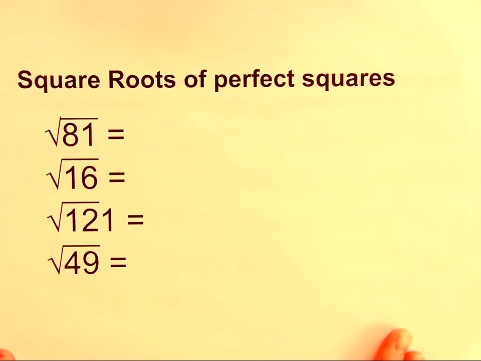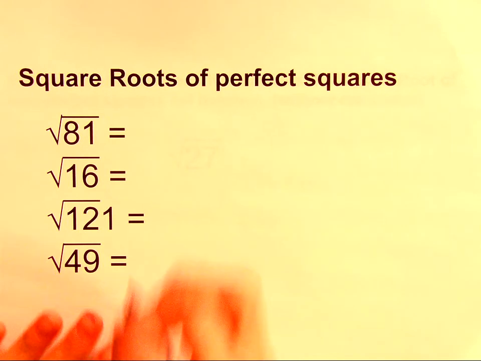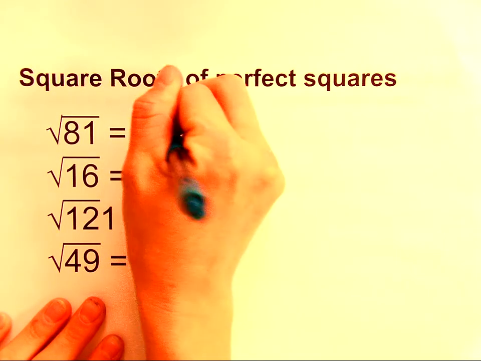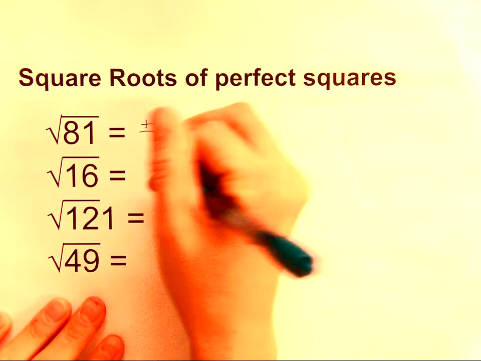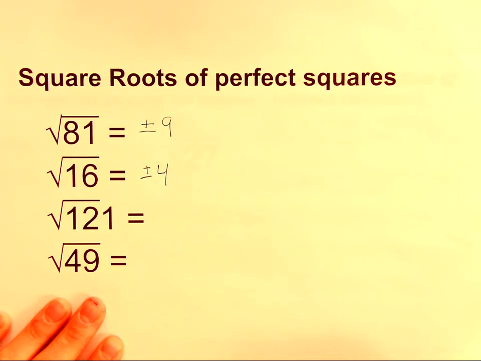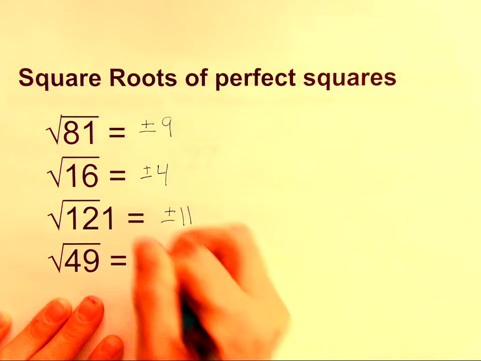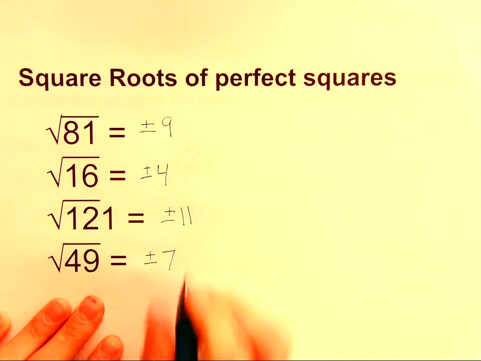So I would like you to now pause the video and mentally do the square roots of these 4 problems. So the square root of 81 is positive and negative 9. Square root of 16 is positive and negative 4. Square root of 121 is positive negative 11. Square root of 49 is positive and negative 7.